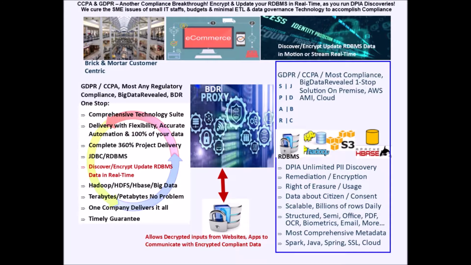This video validates the October 1st, 2019 article, CCPA and GDPR, another compliance breakthrough. Encrypt and update your RDBMS in real time as you run DPIA Discoveries. We'll be showing the direct discovery for emails and, when found, their immediate encryption and update back to their originating file, column, and row. This is shown for MySQL and for Oracle.